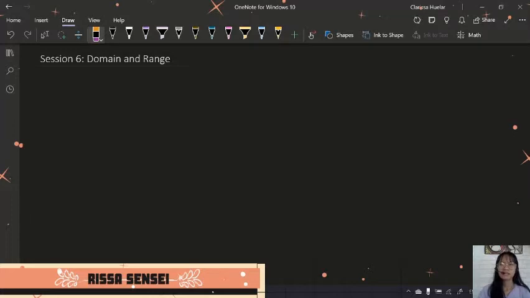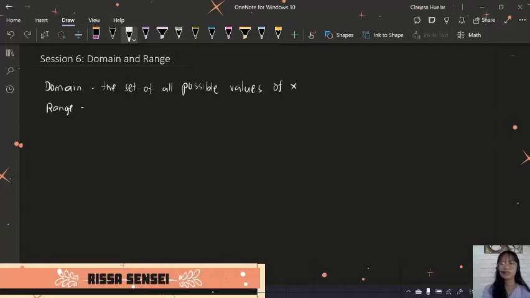Ano nga ba yung domain? So, review lang tayo. Nabanggit ko na to sa previous videos. So, when we see domain, it is the set of all possible values of x. Okay, so it always pertains to the independent variable. While the range, it is the set of all possible values of y. So it pertains to the dependent variable.